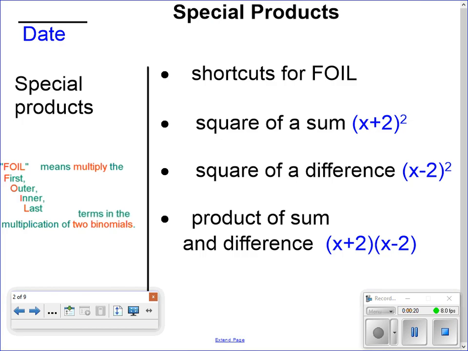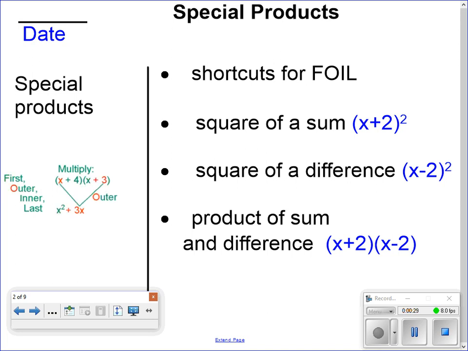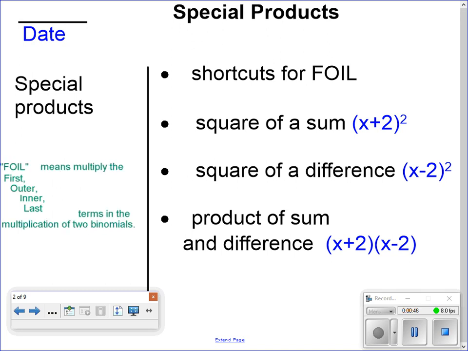Special products are shortcuts for FOIL. There are three of them. We have what is known as the square of a sum. So when we have a binomial such as x plus 2 and we square it, then we have the square of a difference. Same thing, but now instead of adding, we have subtraction. And then we have the product of a sum and a difference. That's when we have the same thing in both binomials, but one is adding and one is subtracting.